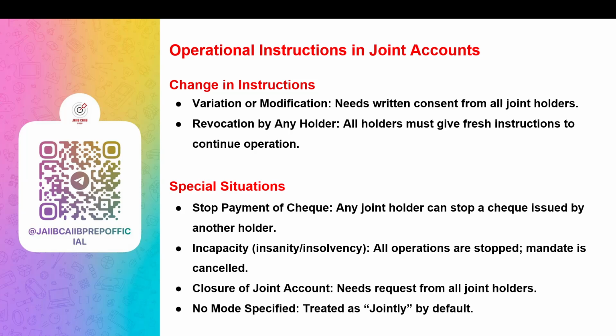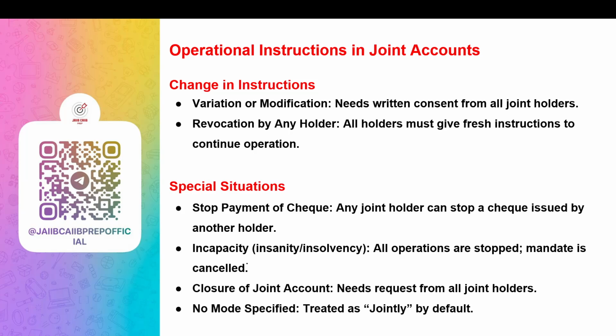Stop payment. Any one account holder can stop payment of a check issued by any other joint holder. For example, if A writes a check, B can stop it. So B can provide stop payment instructions. If a joint account holder is mentally unfit or bankrupt, then operations must be stopped immediately. Checks signed by that person should not be honored.